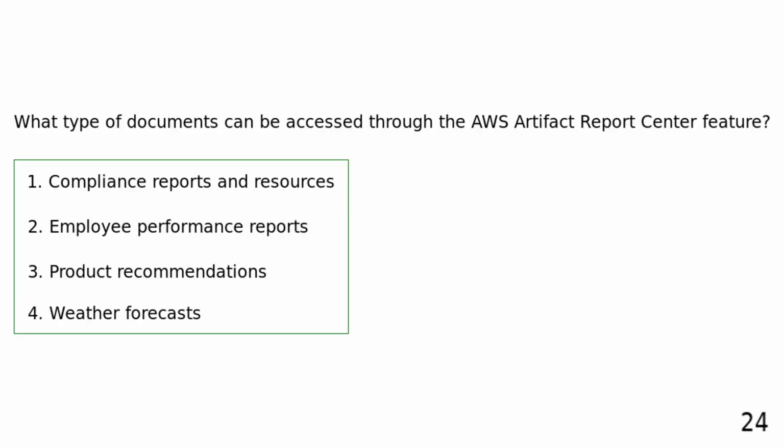What type of documents can be accessed through the AWS Artifact Report Center feature? Compliance reports and resources. Employee performance reports. Product recommendations. Weather forecasts.